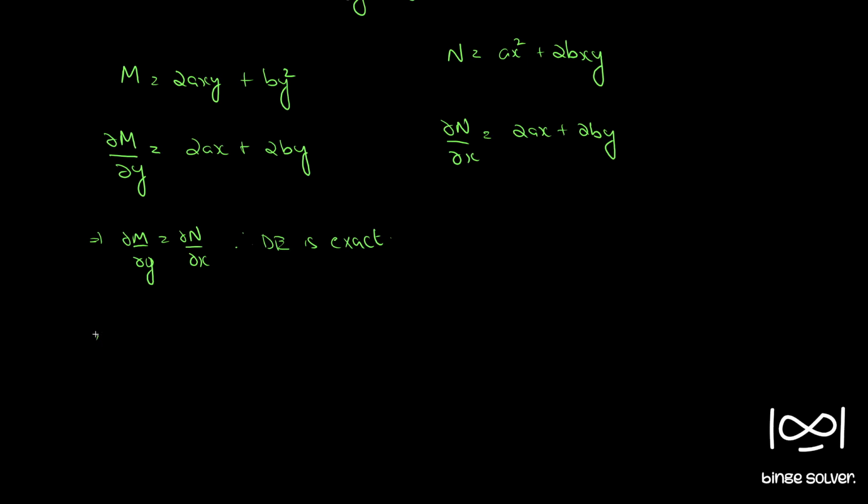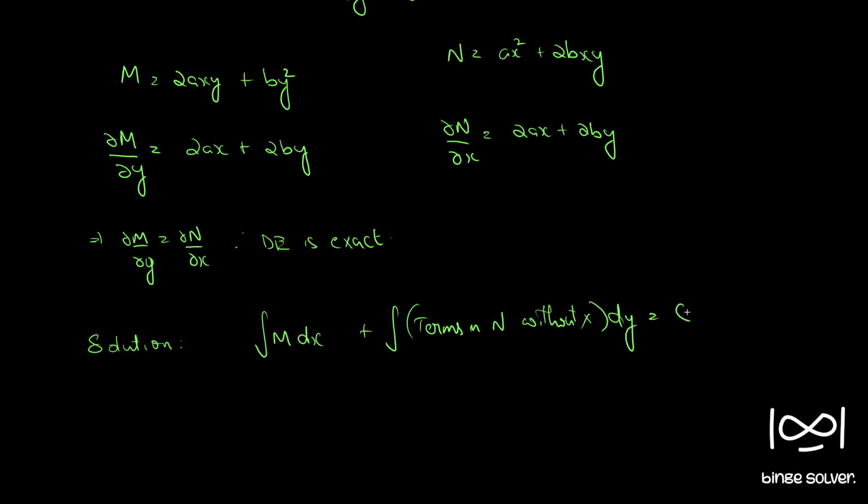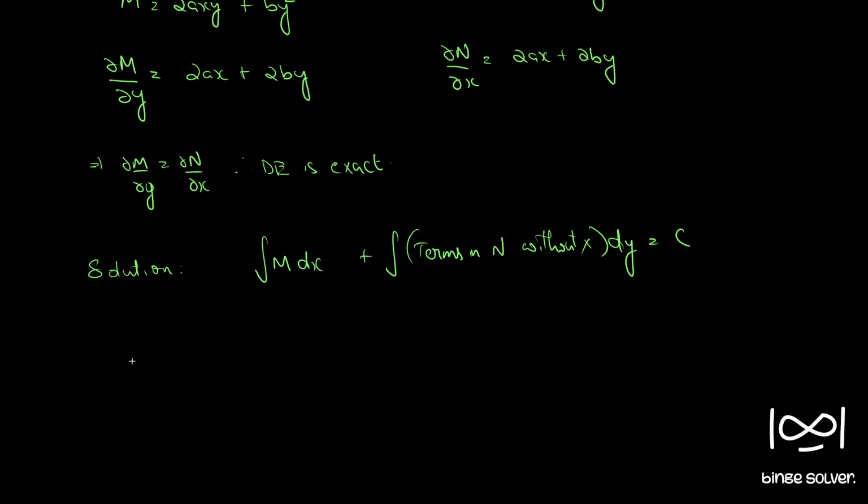Therefore, the differential equation is exact. The solution for exact equations can be written as integral M dx plus integral of terms in N without x dy equal to c. Now, integral of (2axy + by²), which is our M, dx, where y is considered a constant, plus integral of terms in N without x, which is there are no terms which do not have x, so the second part is zero, equal to c.